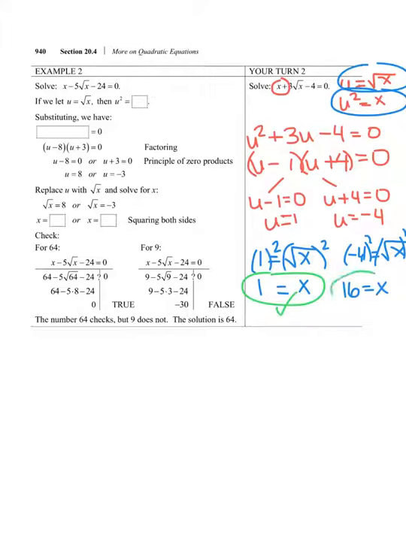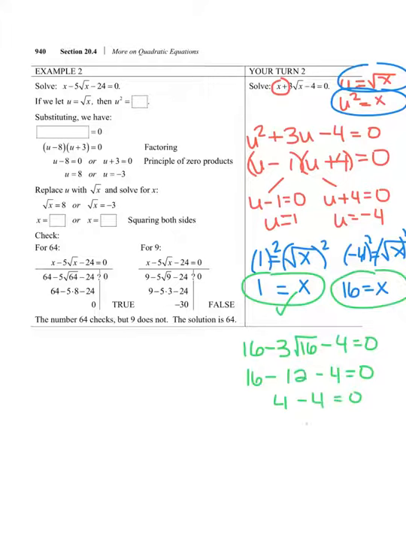And then next we're going to check 16. So plugging that back into the original. 16 plus 3 square root of 16 minus 4 equals 0. So 16, and the square root of 16 is 4, so 3 times 4 is 12. 16 minus 12 is 4. 4 minus 4 is 0. So both 1 and 16 are solutions.